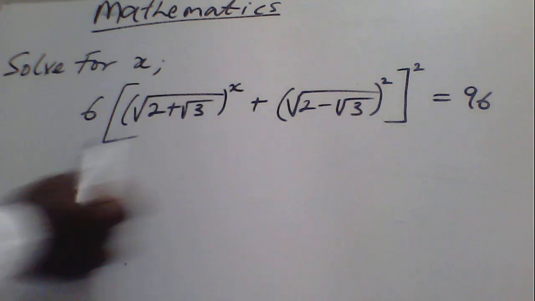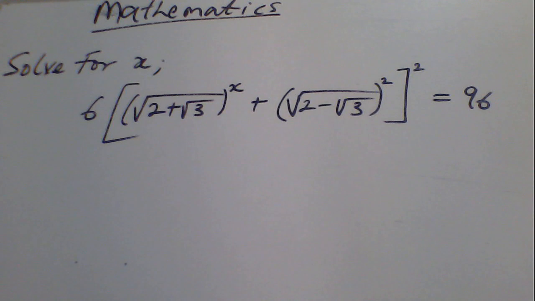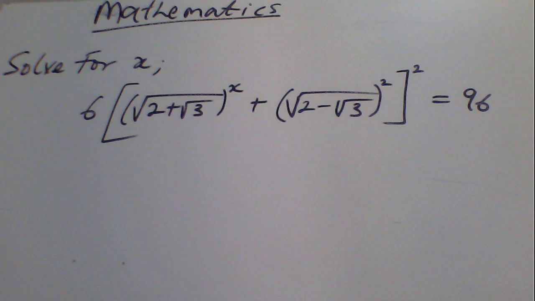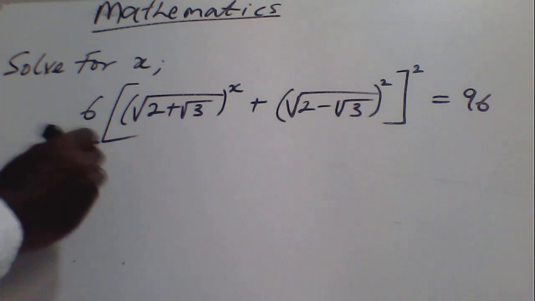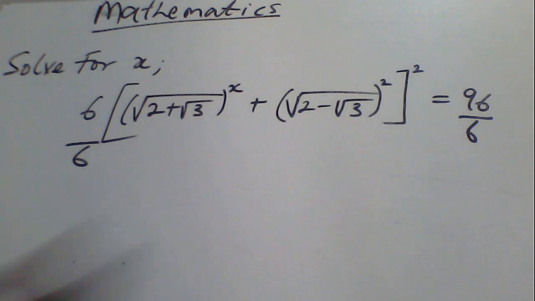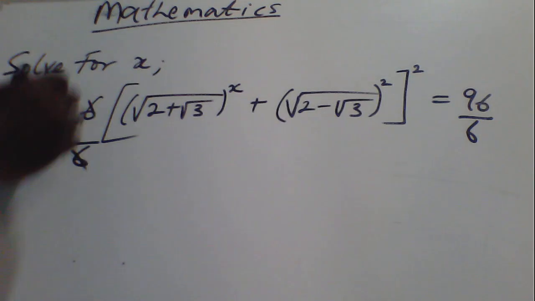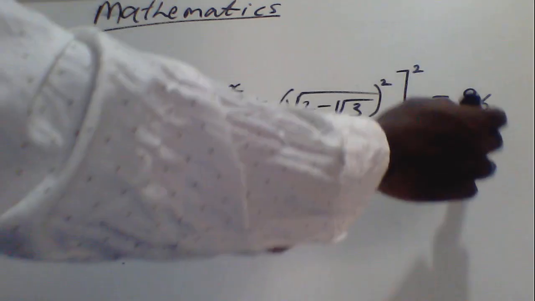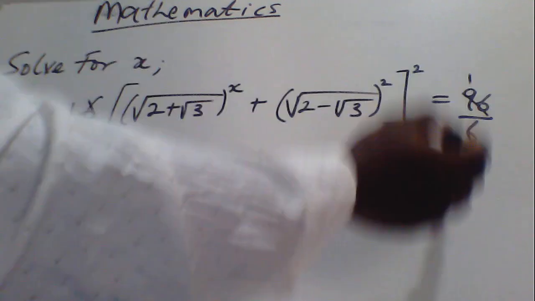So there is 6 here and 96. The first thing you should do is divide both sides of the equation by 6. Once you see this, you divide both sides of the equation by 6. So dividing by 6, 6 cancels 6 to give us 1. 96 divided by 6 will give us 16. So you have 16.